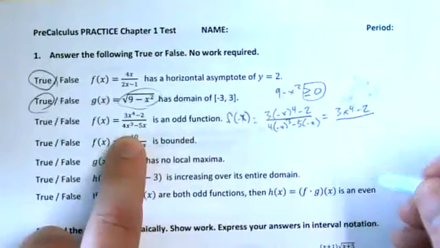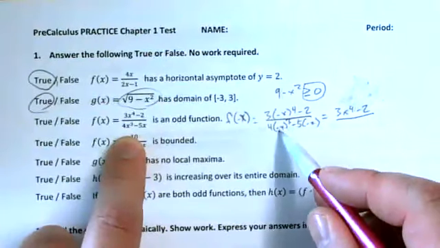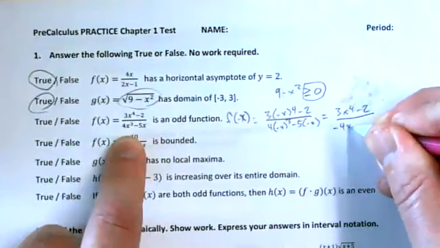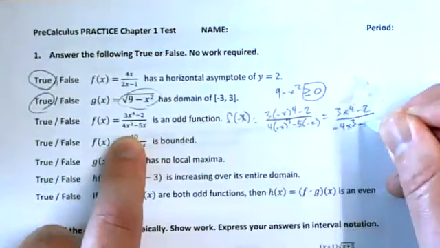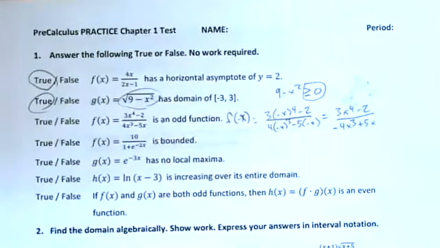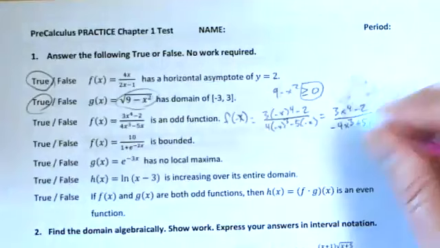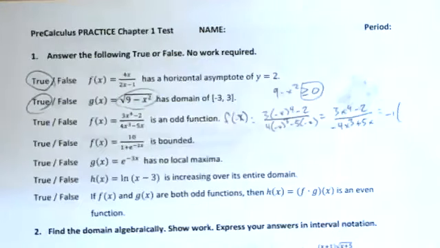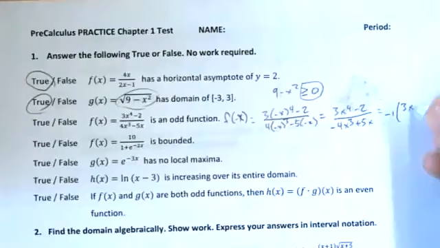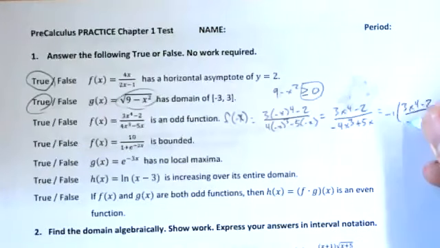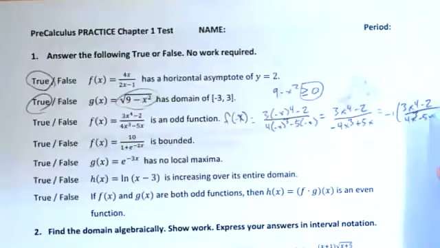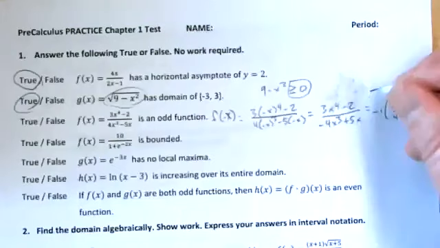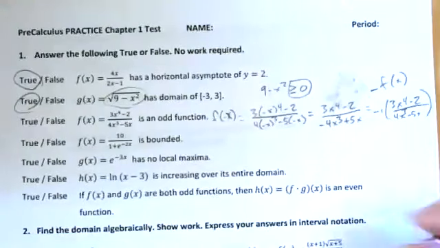In the denominator, the negative is going to actually stay, because when I cube it, I'll still have a negative. This would be -4x to the 3rd, and this is going to turn into a plus 5x. I could factor a negative out of the denominator, essentially factoring a -1 out of the whole thing, and the new denominator would become 4x to the 3rd minus 5x. That matches perfectly. So this is the negative version of f of x. So yes, it is odd. That's true.